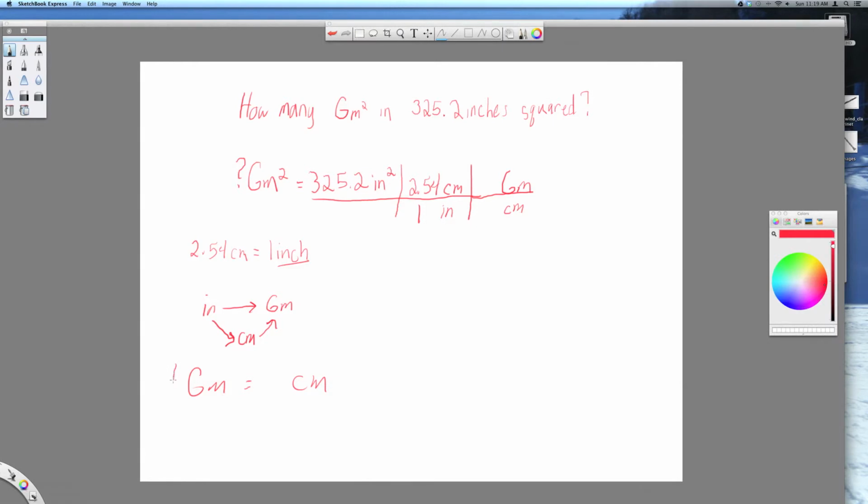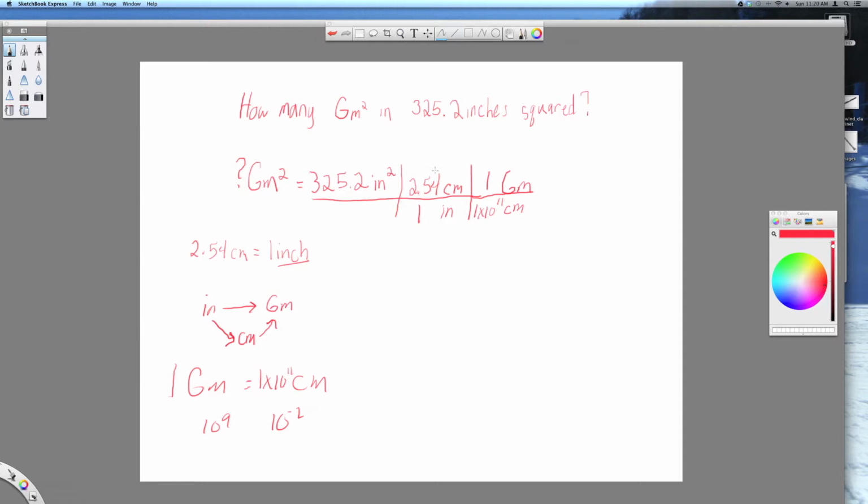So in 1 gigameter, there's 10 to the 11th centimeters. Again, giga is 10 to the 9th, centi is 10 to the negative 2nd. We're just looking at the difference in the exponents. So from 9 to negative 2 is 11 exponents. So I'm going to put 10 to the 11th. So 1 goes here, and 1 times 10 to the 11th goes there. That'd be great if there wasn't any squared value here, because we could go ahead and multiply everything out and divide. But unfortunately, we have to deal with a squared value now.